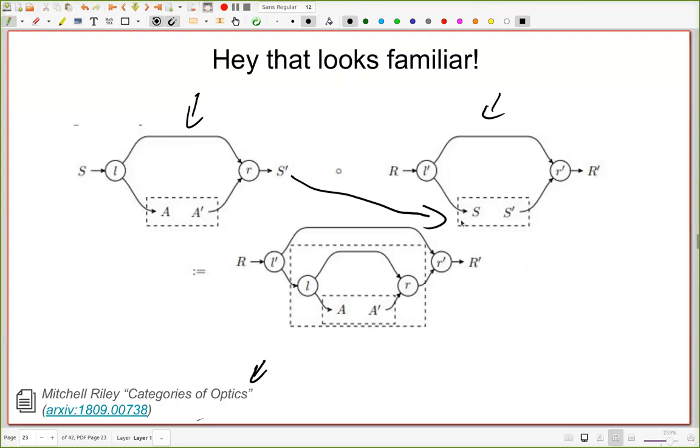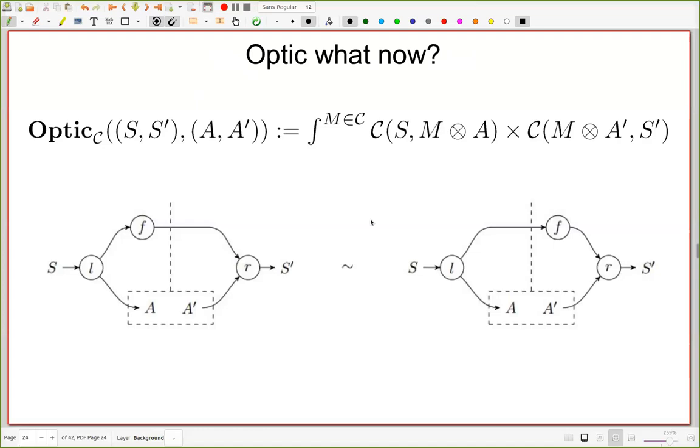So what's an optic? An optic is some sort of algebraic category theory construction, written out this way, but I really like the diagrams. In the diagram, you basically see, okay, we have some function L, we have some function R, we have some gap in the middle from A to A prime, where you can just plug in a regular function. And we basically say two optics are the same, so we basically identify two optics if you can shift around some function F across this dividing line.